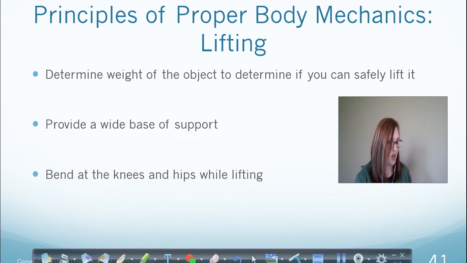So again, as we talk about lifting, to determine the weight of an object, to see if you can safely lift it, it might be helpful for you to try and push the object with one of your feet to see if you can do that easily. If you can't, then you would want to get some help, or see what your office policy is as far as using that.